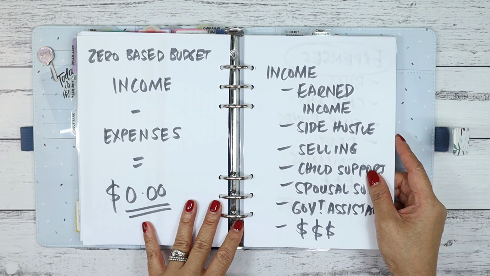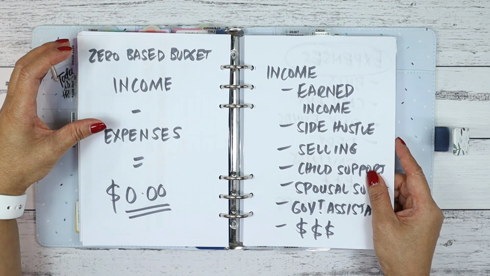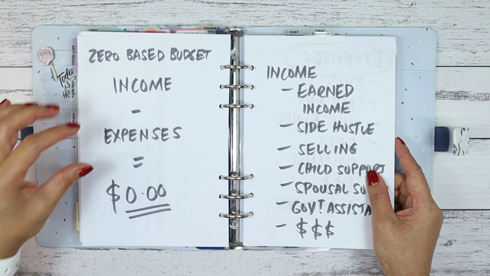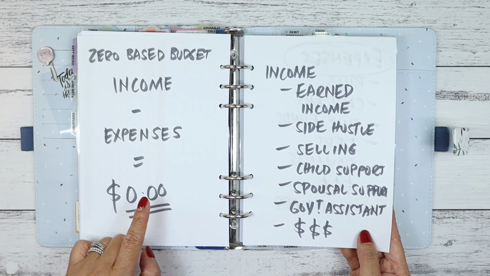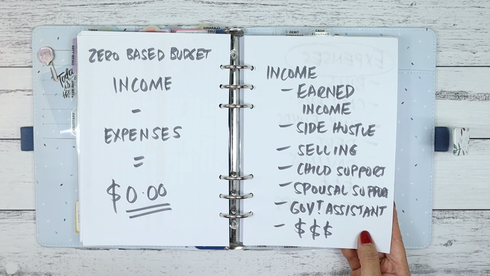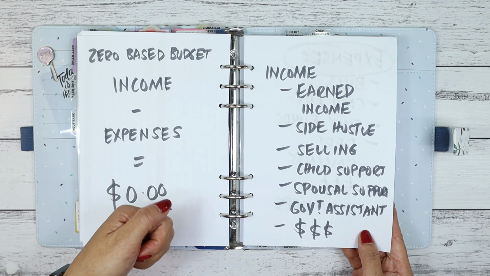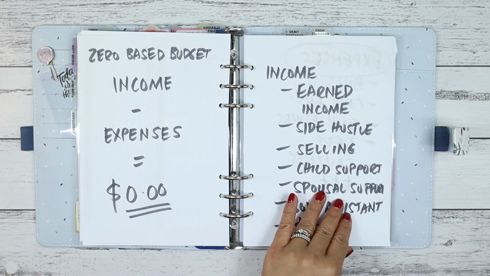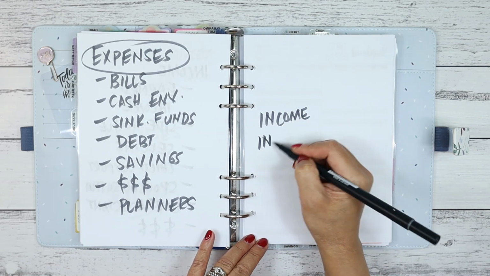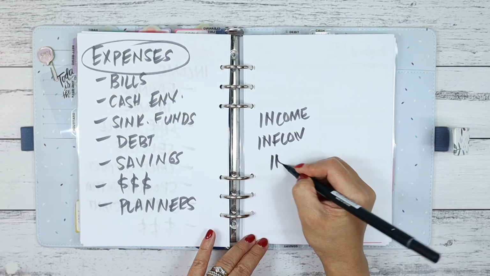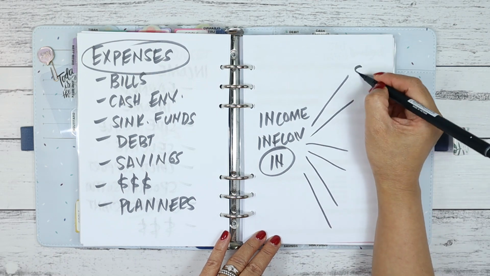Now, if we look at it this way, income minus expenses is all the money coming in and then all the money that you're putting towards all these items. So 0 means that no money is unaccounted for. Every dollar needs to have a name, a job, or a purpose. So income or inflow, so really money coming in, needs to have a purpose.